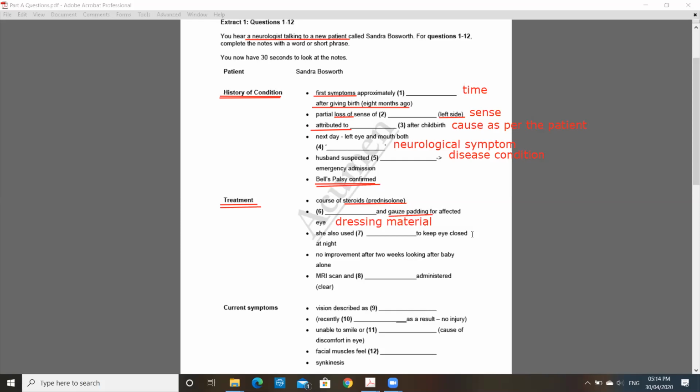She also used blank to keep eye closed. So here I'm looking for a thing that they used, eye closed. No improvement. This is important. No improvement. MRI scan and blank administered.